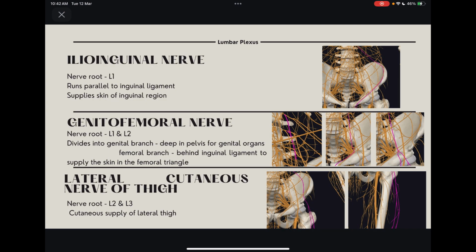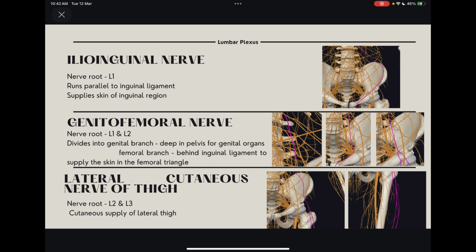The ilioinguinal nerve, again, nerve root is L1. Those first 3 nerves that we mentioned, ilioinguinal, genitofemoral, and lateral cutaneous nerve of the thigh, are all going to supply cutaneous innervation. So they're all going to supply the skin of a specific region. The ilioinguinal nerve will continue parallel to the inguinal ligament and supply the skin in the inguinal region, hence the name.